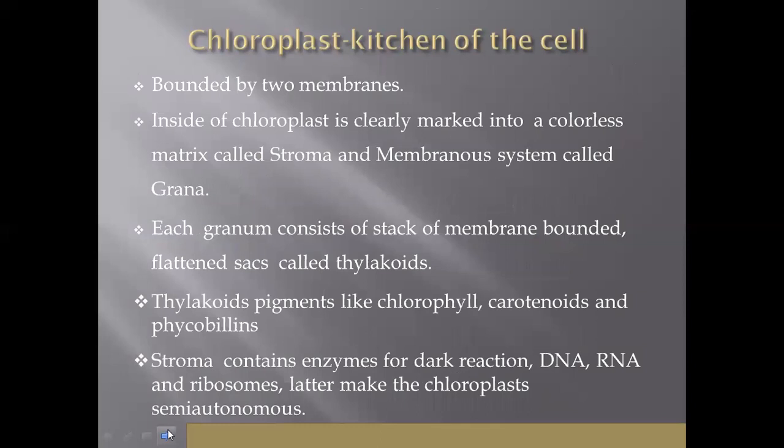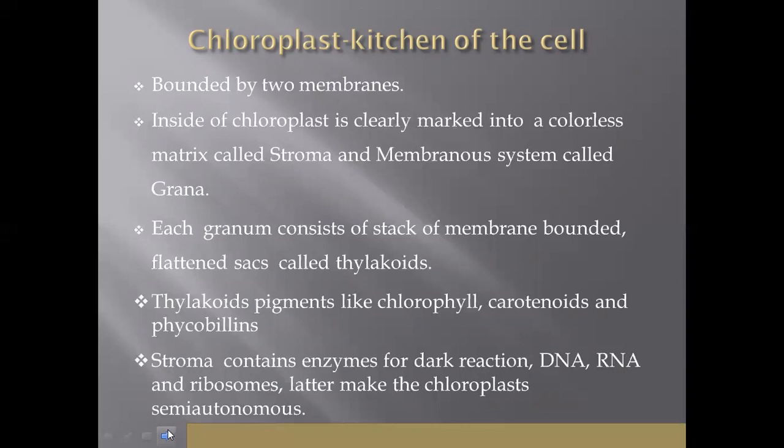Chloroplast is known as the kitchen of the cell. It is bounded by two membranes. My dear students, the similarity between plastids and mitochondria is, one, they contain their own DNA and ribosomes. Second, they both have double membranes. Endoplasmic reticulum, lysosome, and Golgi apparatus have a single membrane, whereas mitochondria and plastids have two membranes, right?